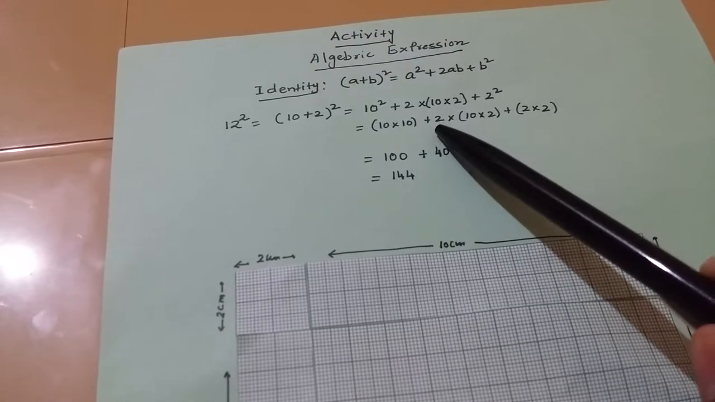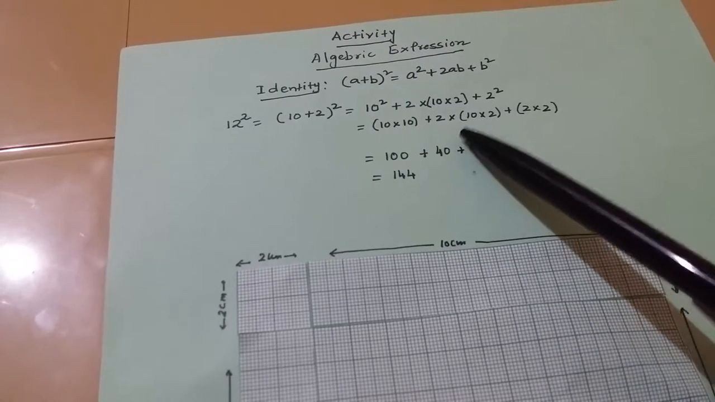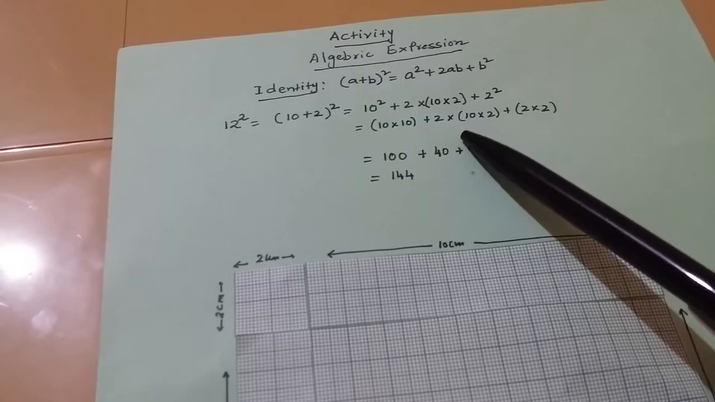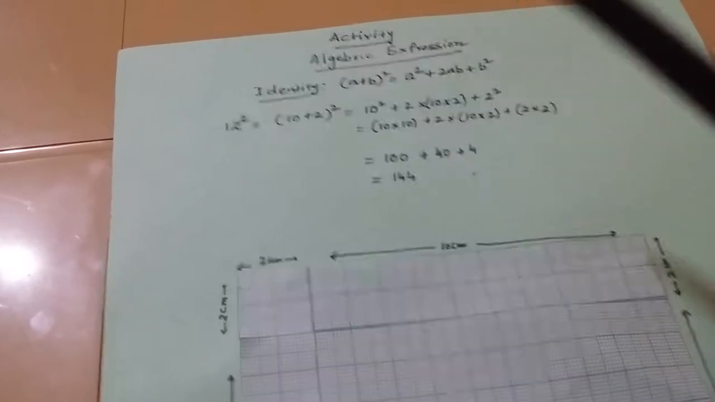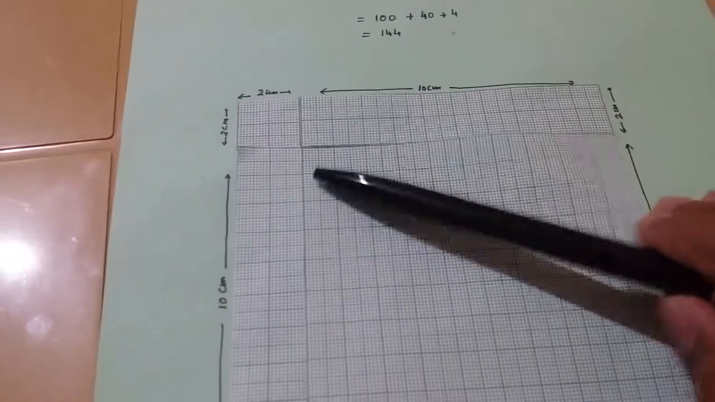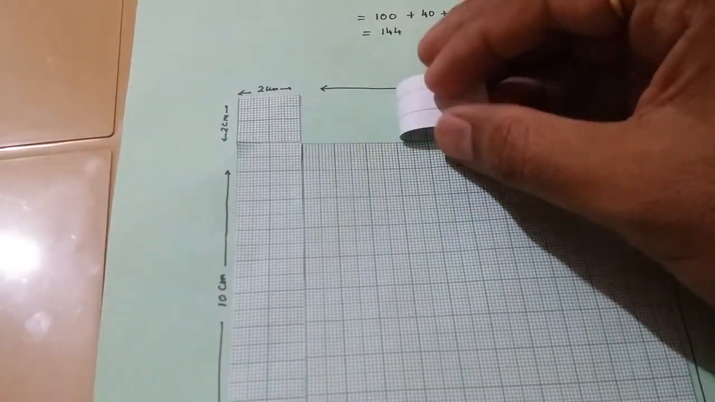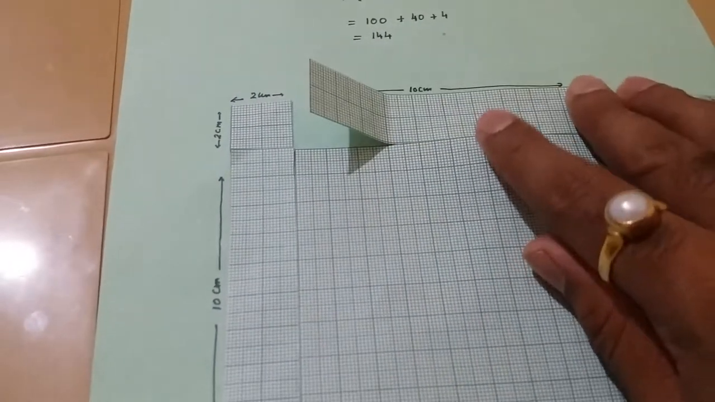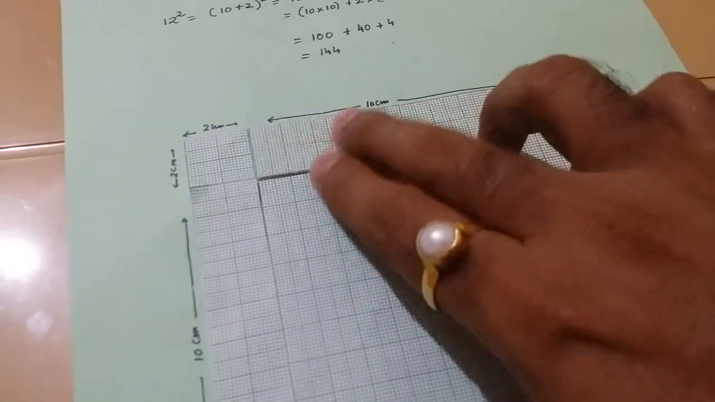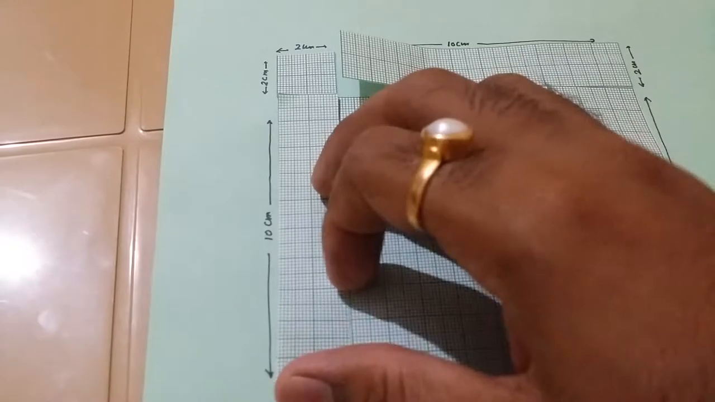Now we are going to do 2 into 10 into 2. 10 into 2 means it is 10 by 2, 2 times. So one grid box I have taken here, and this is the value. And this is another one, and this is 10 into 2. How is it 10 into 2?